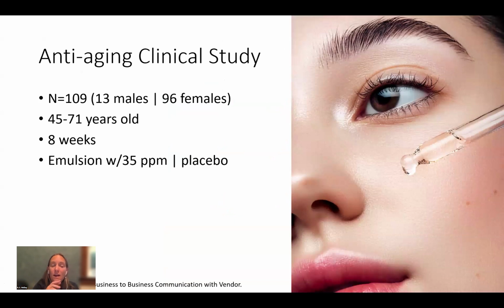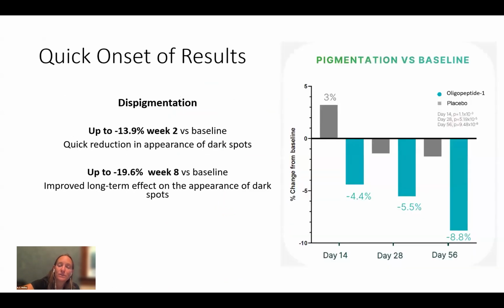In another study, they had 109 people, and this included males and females, a slightly older age group. And this went for 8 weeks, and it was versus placebo. And what they found is versus the placebo product, that when they looked at dyspigmentation or hyperpigmentation in the skin, there was up to a 13.9% decrease by week 2 over baseline. And by week 8, that grew to 19.6%. So this again shows that quick change, and then even the more long-term improvements that you get when you add this illegal peptide to your formulas.